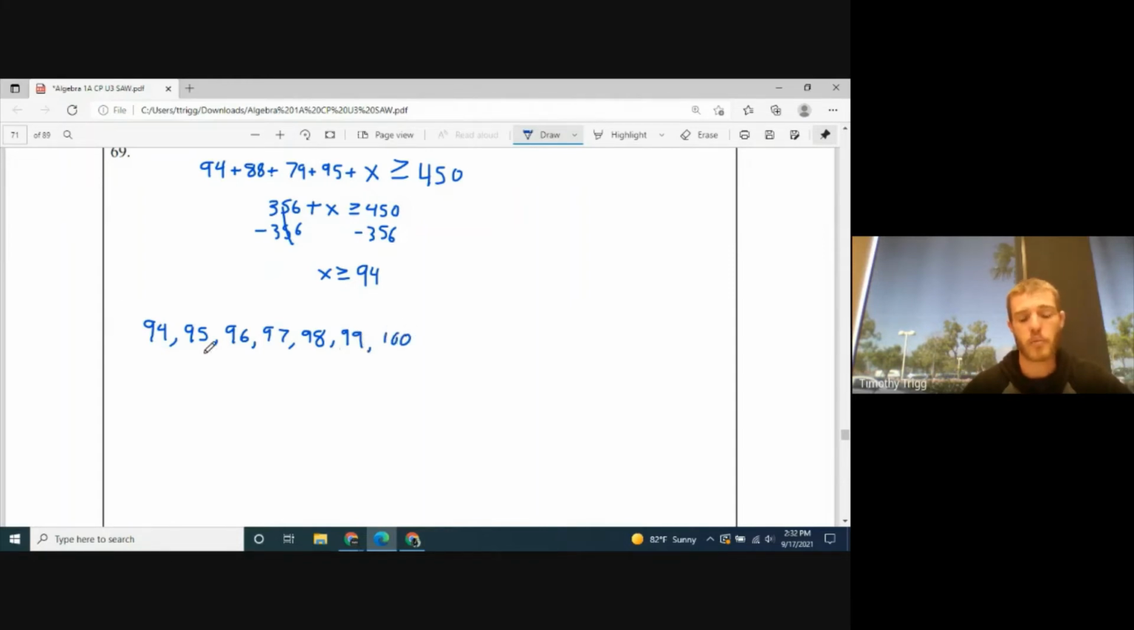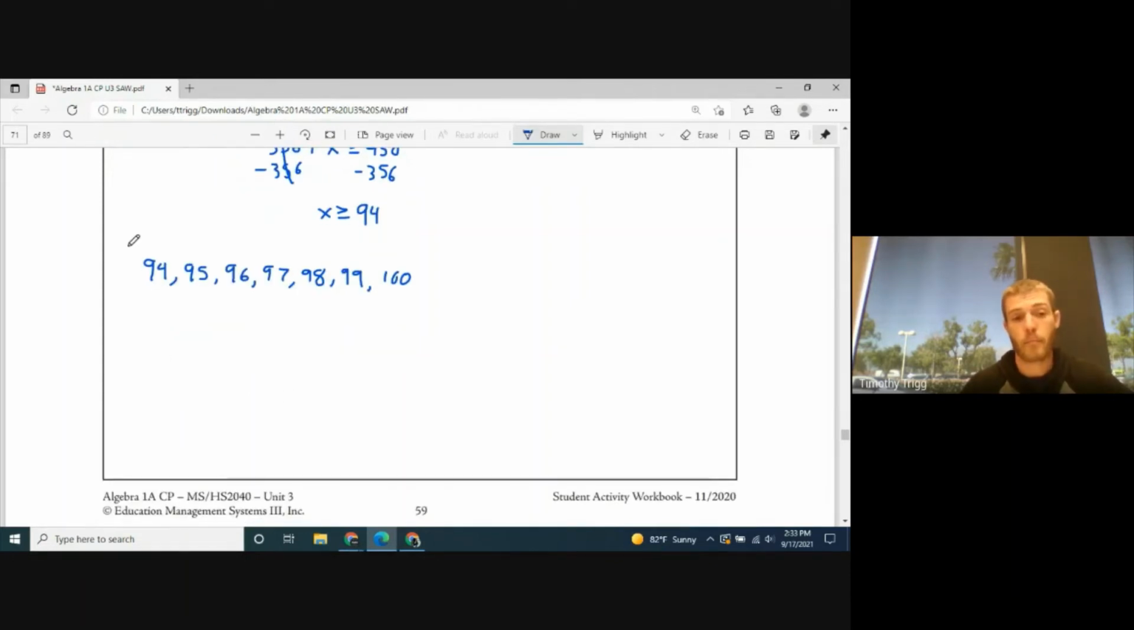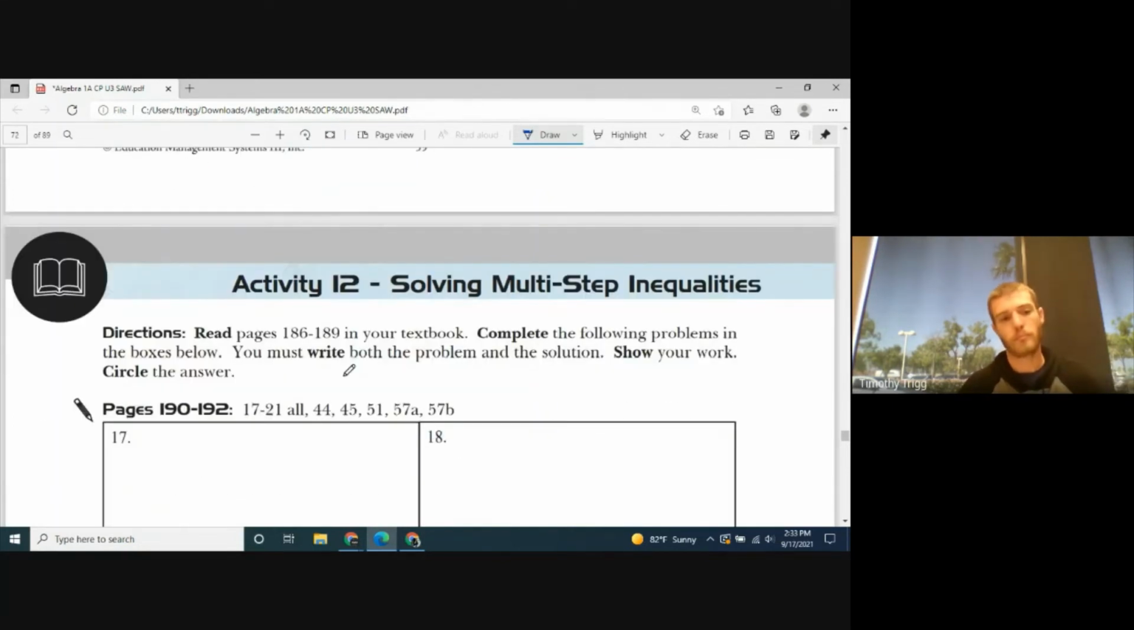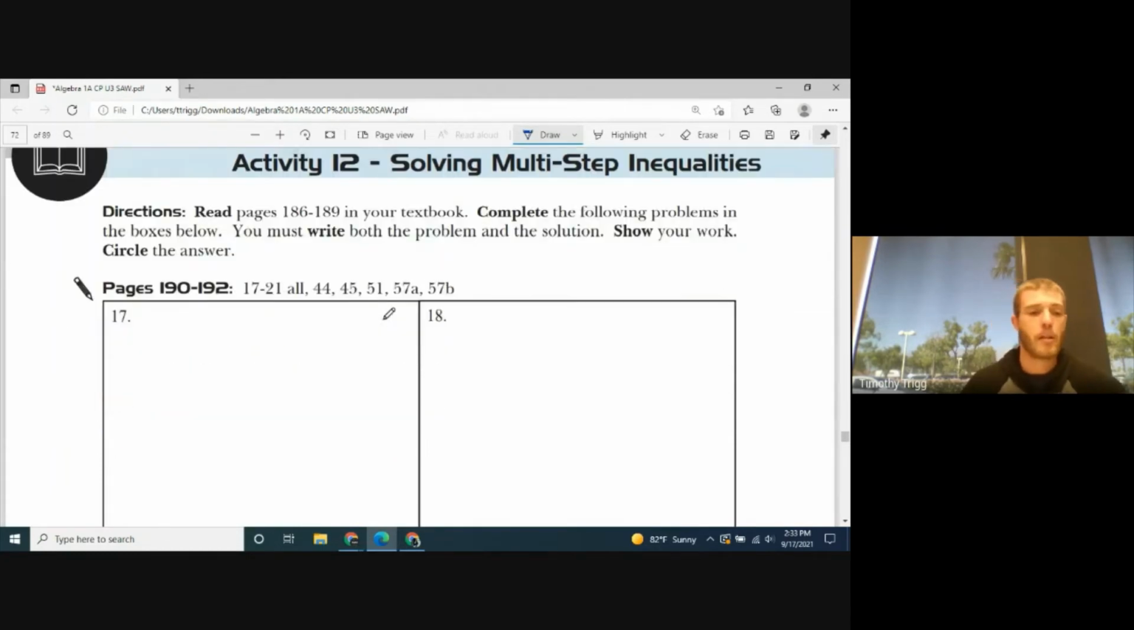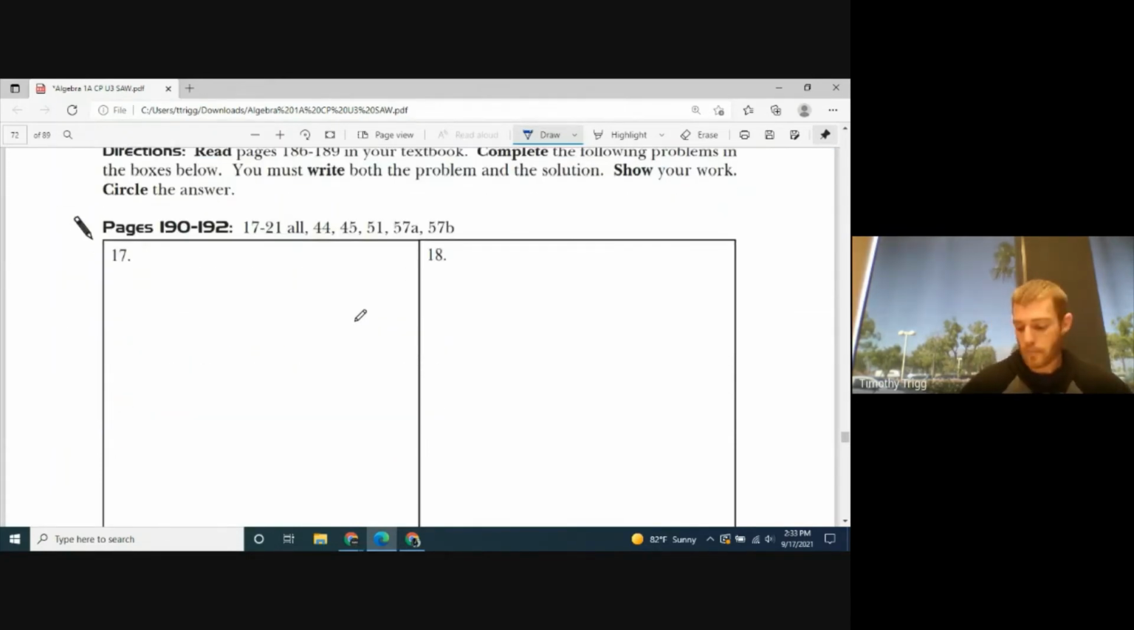So these are your possible scores where you can be able to enter the competition. So I want you to write in a complete sentence that these are the acceptable scores in order to enter the competition. Okay, once you're done with that, let's go and move on to the next section, starting on page 190 of your textbook.